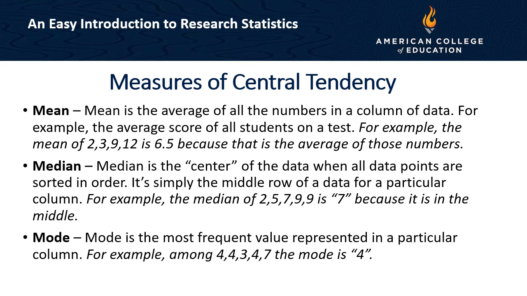The median is the center of the data when all data points are sorted in order. It's simply the middle row of a data set for a particular column. So for example, the median of 2, 5, 7, 9, and 9 is 7 because it is in the middle of that data set. And the mode is the most frequent value represented in a particular column or particular data set. So for example, among 4, 4, 3, 4, 7, the mode is 4 because 4 is the most represented data point.